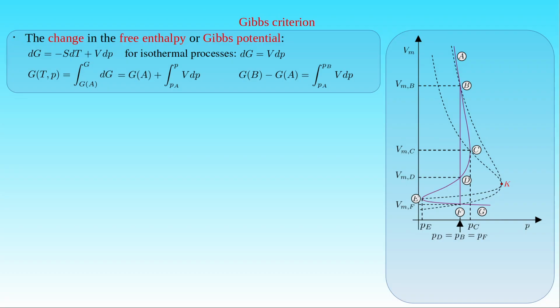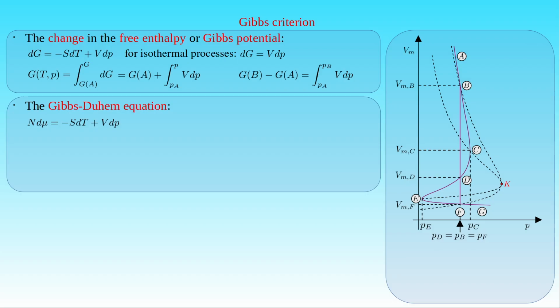We obtain a similar relation by applying the Gibbs-Duhem equation for a one-component system, which states that the number of molecules N in the system times the differential of the chemical potential μ of the system is equal to minus the entropy S of the system times the differential of its temperature T, plus the volume V of the system times the differential of its pressure P.